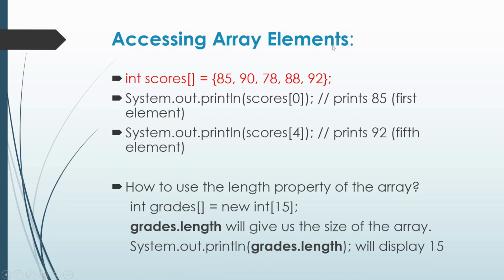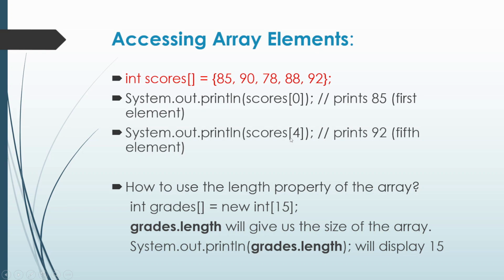How do we access array elements? Suppose this array is created: int scores[] is equal to these 5 numbers. How do I display the first element? I can display it using System.out.println(scores[0]). Scores in square brackets 0 will display 85 because 85 is stored in position 0.